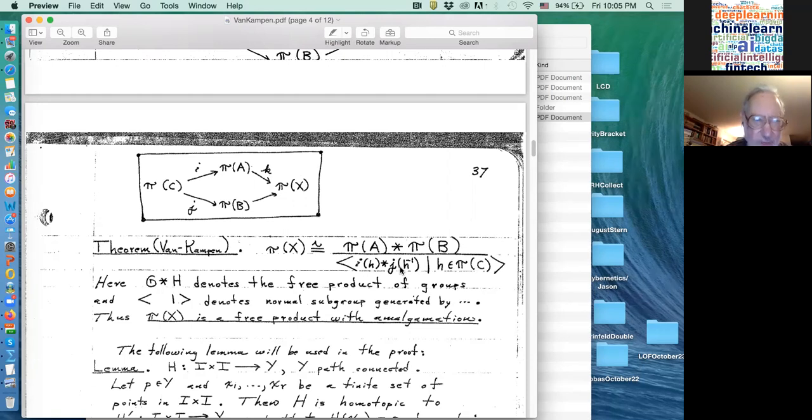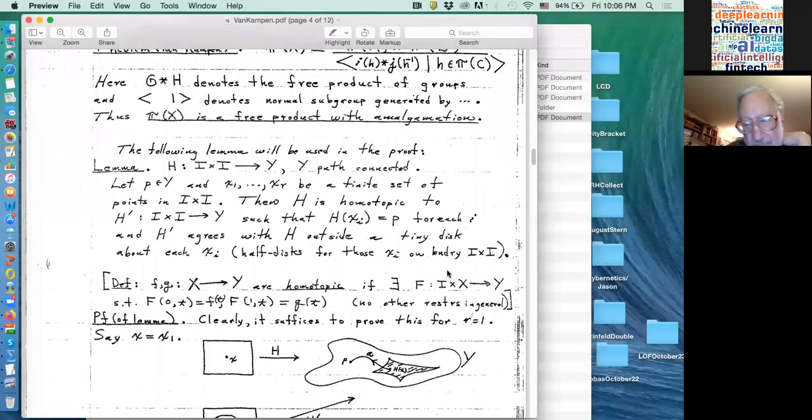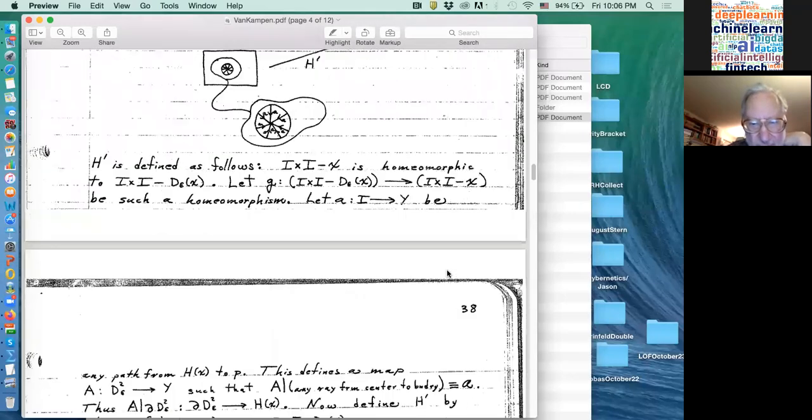That's the least that you would need, and it turns out that's all you need to get the fundamental group of X. The fundamental group of X is the free product of the fundamental group of A and the fundamental group of B modulo the relations that you would expect. The proof involves a little path work and a little bit of point set topology, and I'm not going to give you the proof, but if you're interested in reading a proof, you can read this one or find one in another book on algebraic topology.